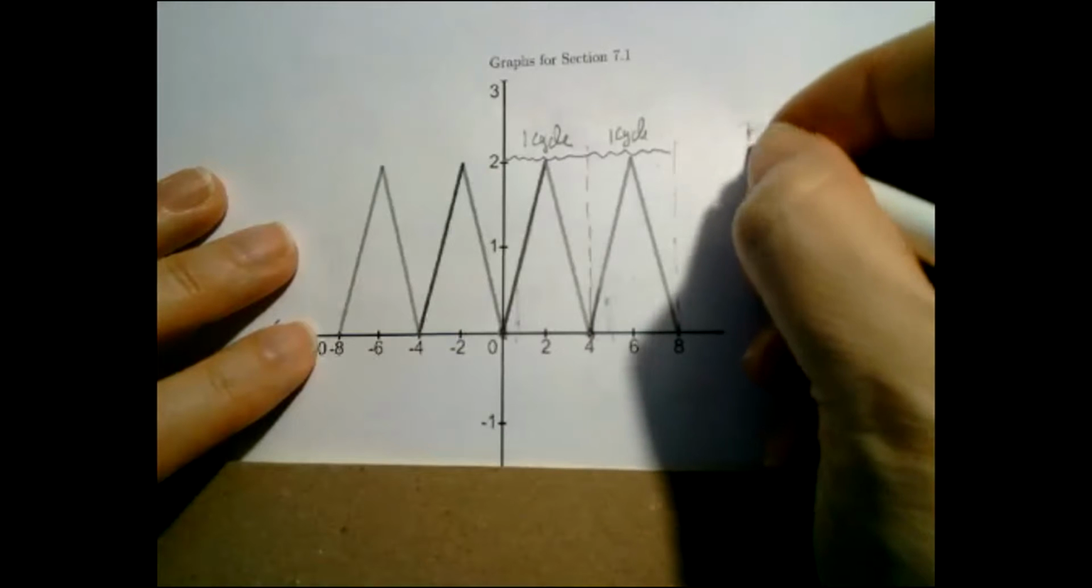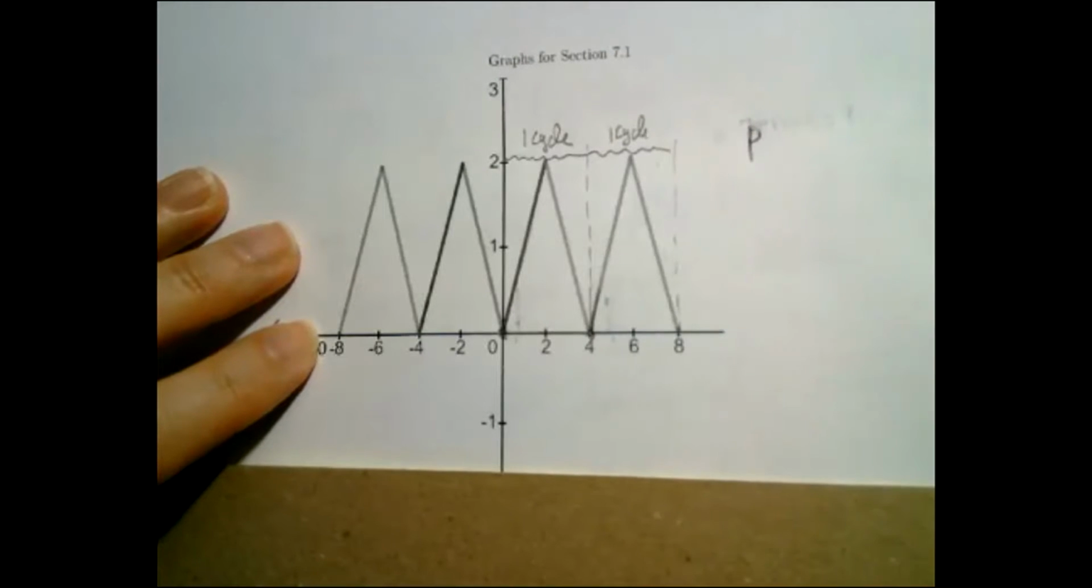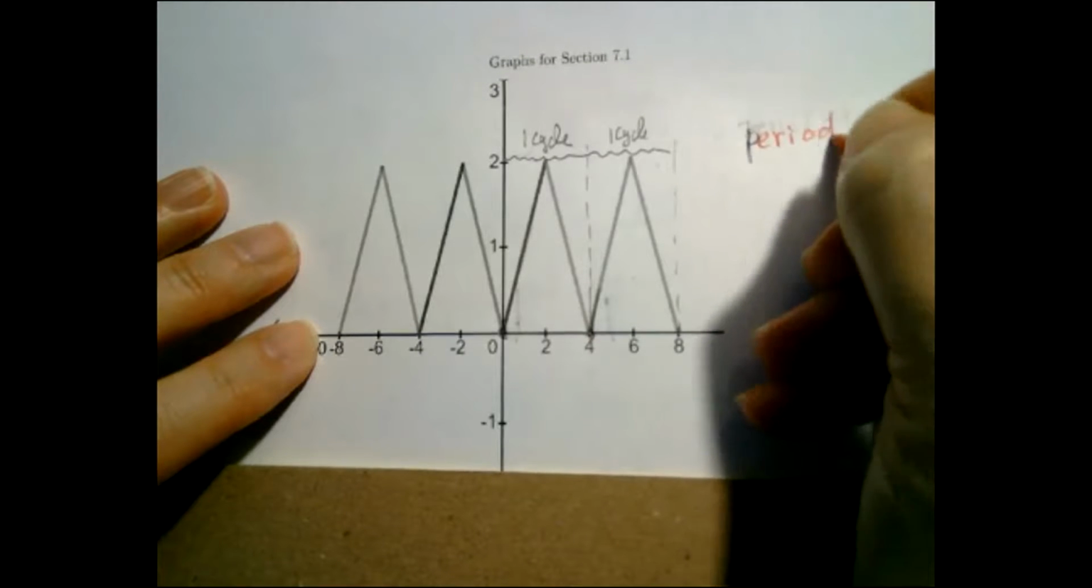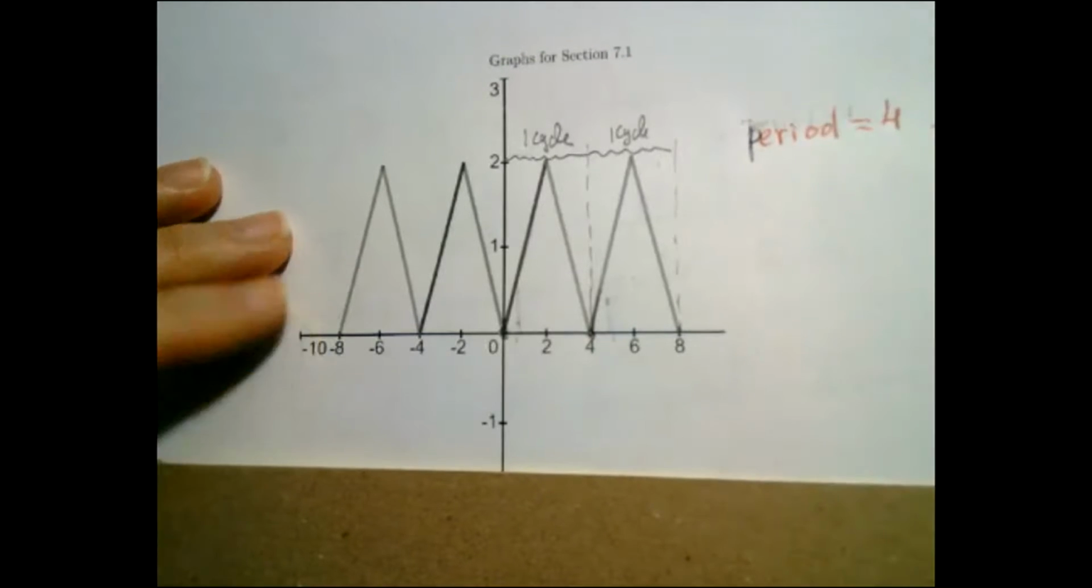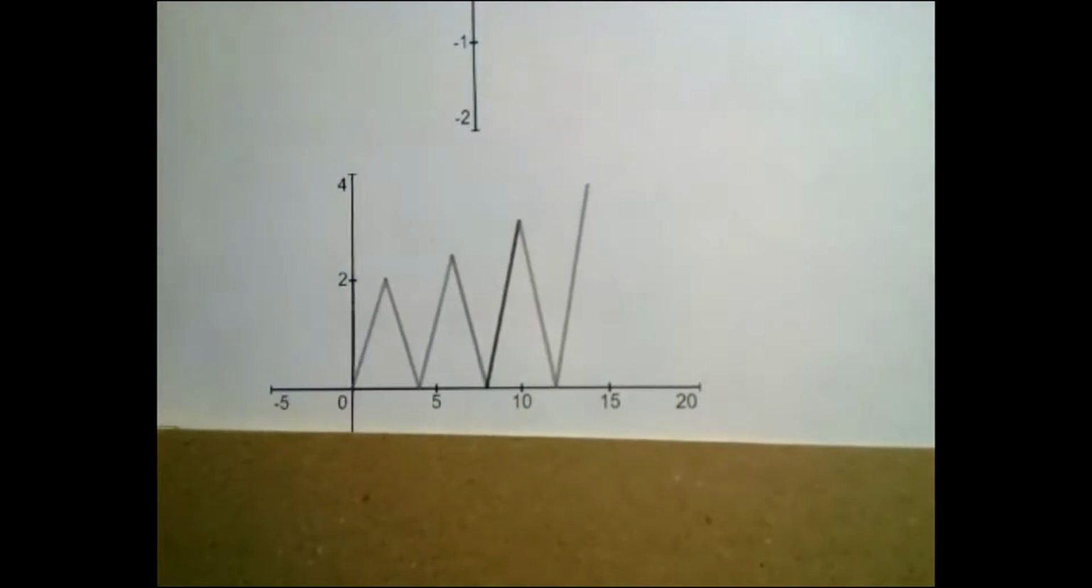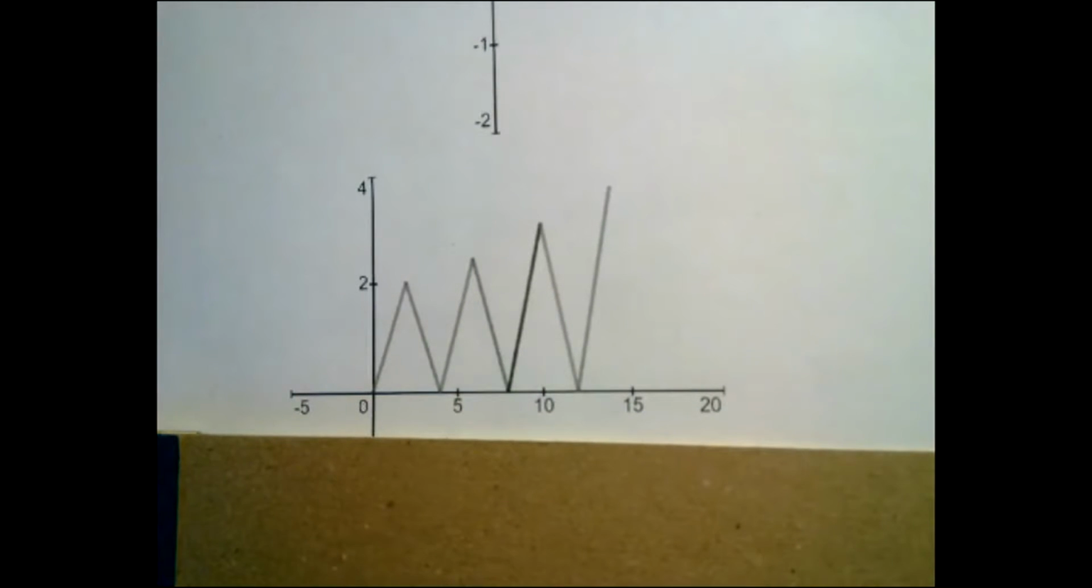Now I'm going to move to another graph. Again, I would like to ask you, graph number 2. Is this a periodic function? Yes or no? It means, are the output values repeating?